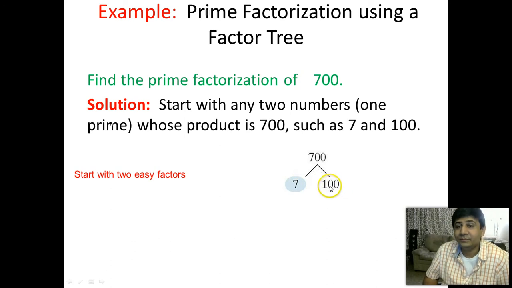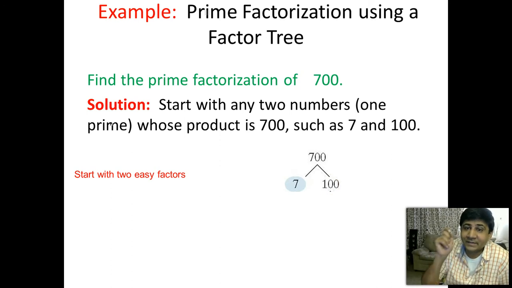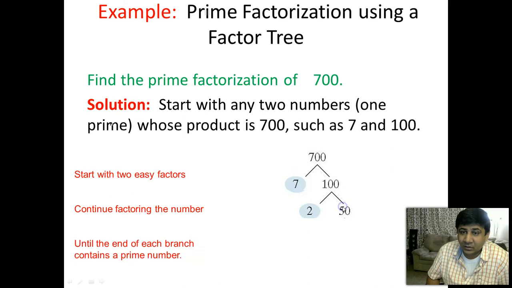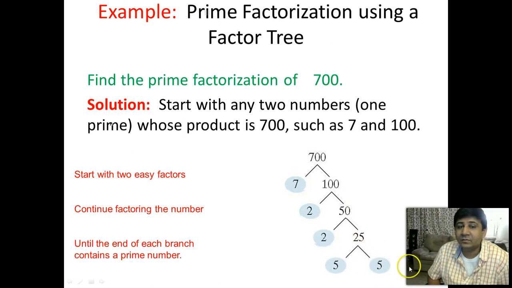Now let's factor 100 into two numbers whose product is 100, and one of them preferably a prime number. So how about 2 and 50? Again, the reason is we want to keep one prime so that we don't have to worry about that branch. It is done. We only worry about the other branch. Next we can have 2 times 25. Next we can have 5 times 5. We continue until the end of each branch contains a prime number, and it does.